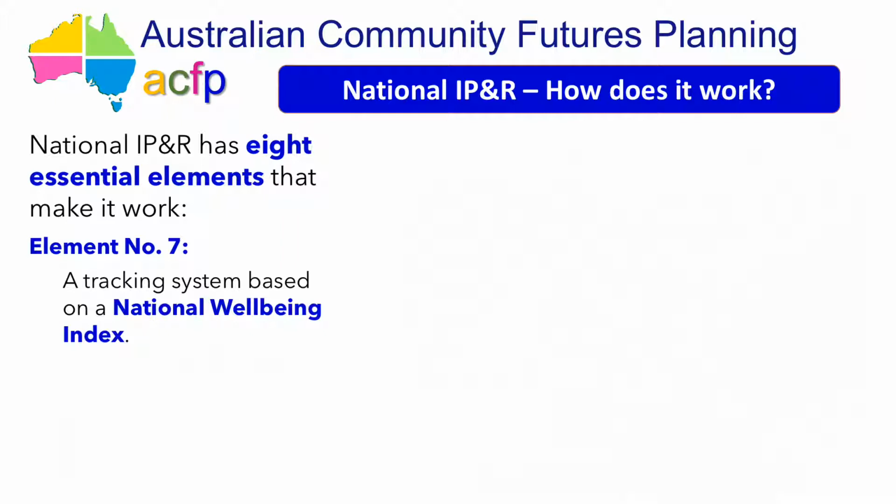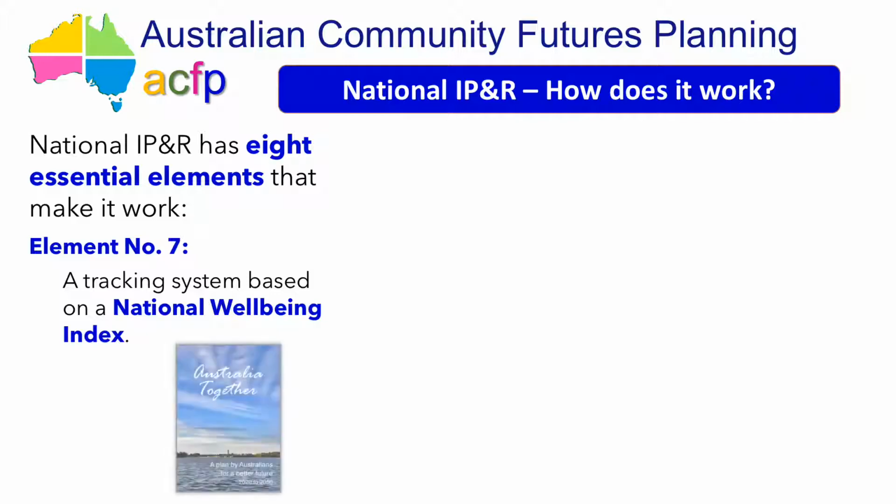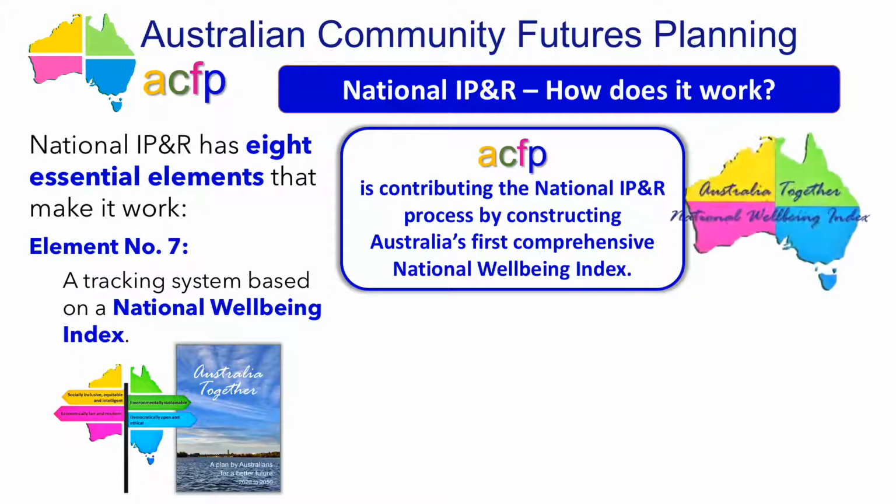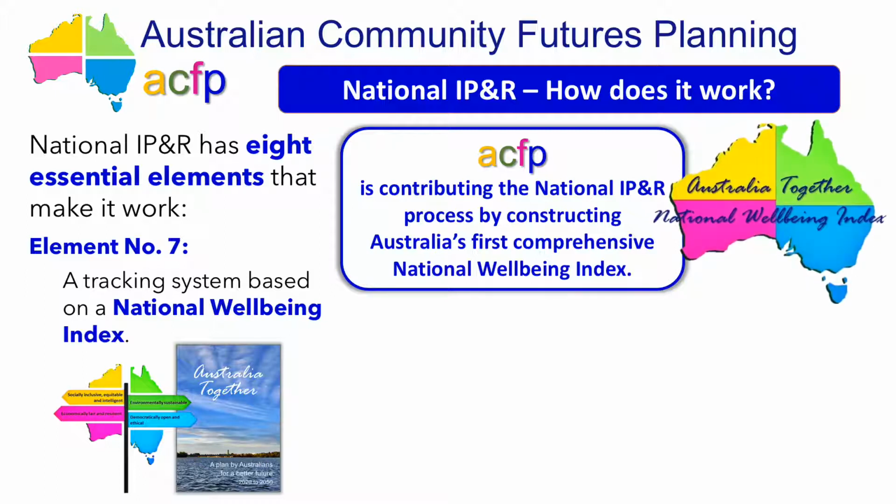ACFP is making national integrated planning and reporting possible in a number of ways, including by designing a structure for Australia Together and by devising the democratic workings of the national IP&R process itself. But another critical contribution by ACFP is the construction of the Australia Together National Wellbeing Index. This index is simply a set of statistical and other facts about the state of health of our society, environment, economy and democracy in the early 2020s. Without this, Australians won't be able to build a national plan.